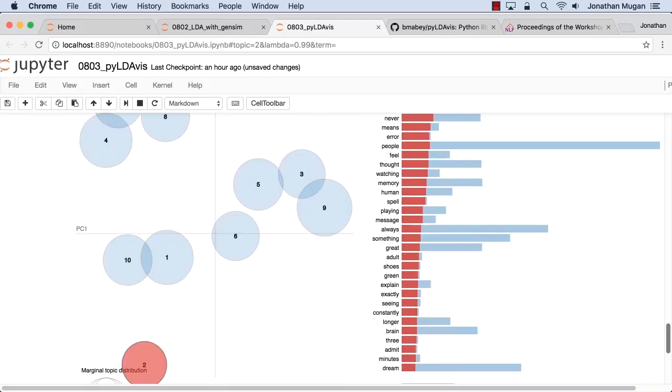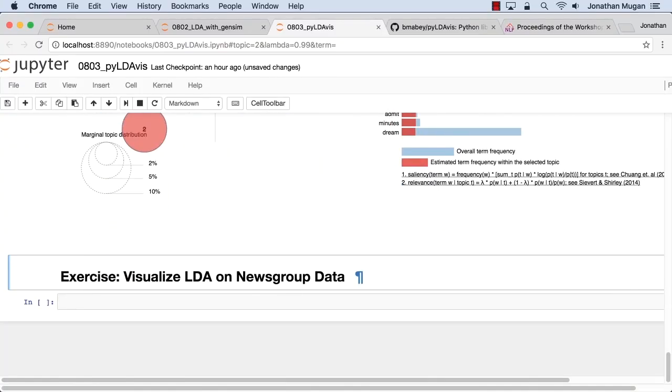But as an exercise, you can visualize LDA and newsgroup data. And as we mentioned before, newsgroup data is 20 different topics. It's kind of ready-made for LDA, at least seeing how LDA works. Now, of course, LDA is what you use when you don't know what topics are in there. But as far as learning how LDA works, knowing that there are 20 topics and running it and seeing how it works will be a great exercise.